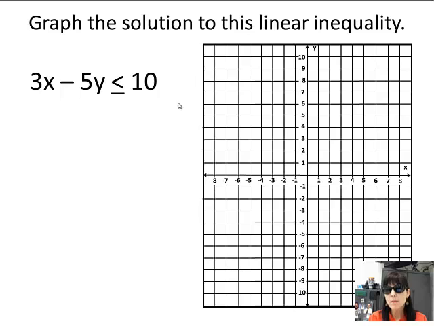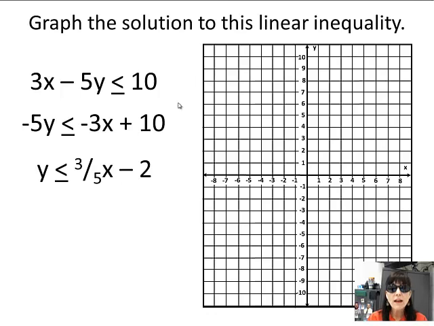Okay, if you paused and you're back now, hopefully you realized you had to isolate your y variable again. To do that, we're going to subtract 3x from both sides. You're left with negative 5y is less than or equal to negative 3x plus 10. You still don't have y by itself. You need to divide both sides by negative 5. That's every single term by negative 5. You're left with y is less than or equal to 3/5 x minus 2.